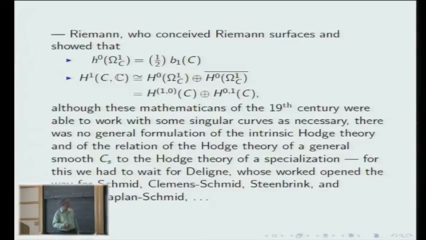Riemann came after Jacobi. He showed that the dimension of the space of holomorphic differentials is one half the first Betti number, or in modern terms, the first cohomology decomposes as a Hodge structure of weight 1. The direct sum of this and its conjugate are usually written this way. So it's Riemann who, if you like, put a Hodge structure of weight 1 on the first cohomology of a compact Riemann surface.